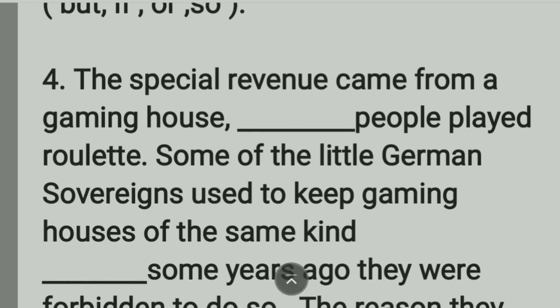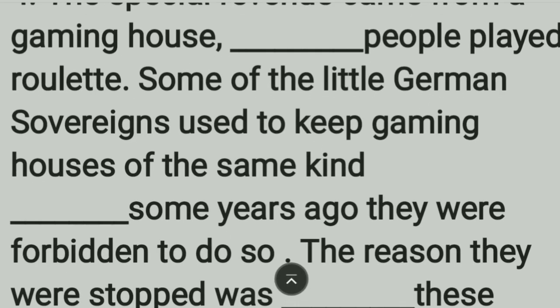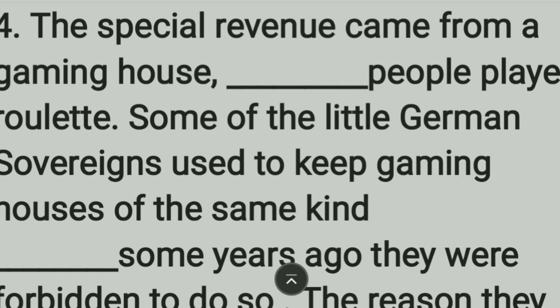The special revenue came from a gaming house where people played roulette. Look at that again. Why do we have to use "where"? Because it indicates the place where an action takes place. So it has to be "where". So, where people played roulette.